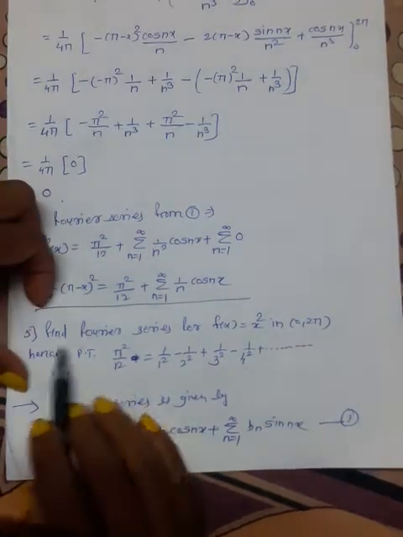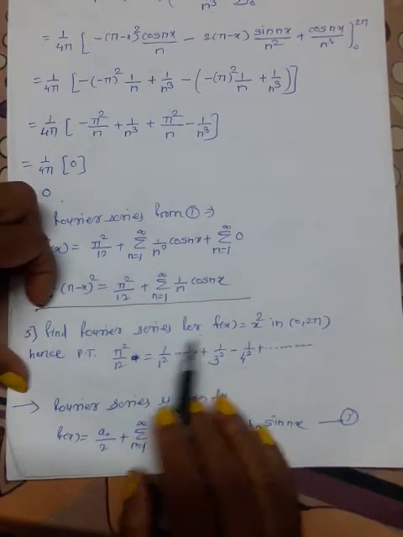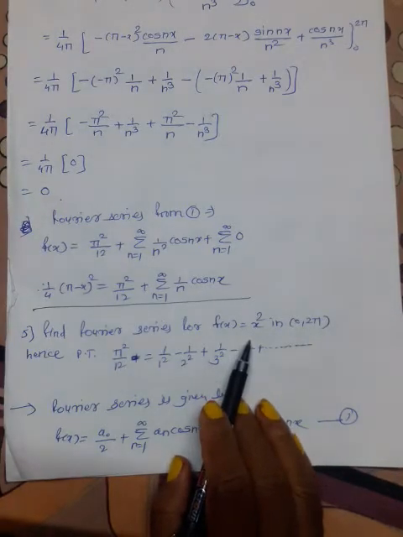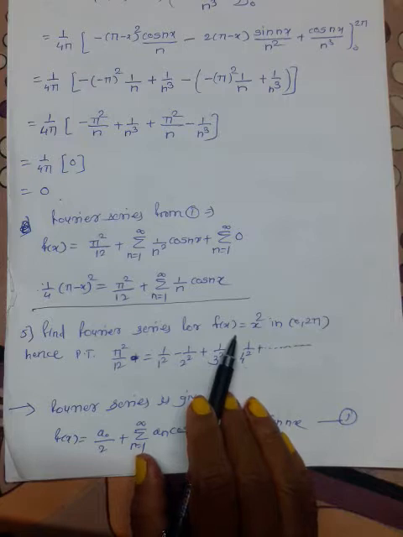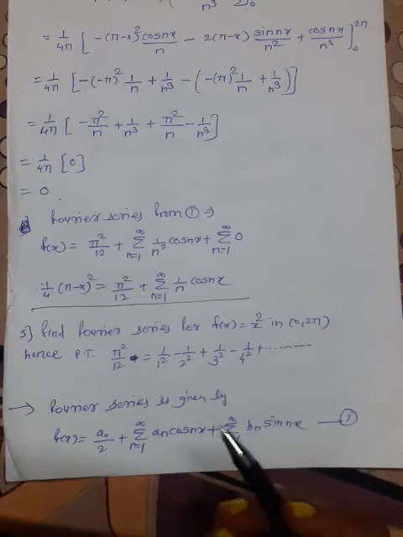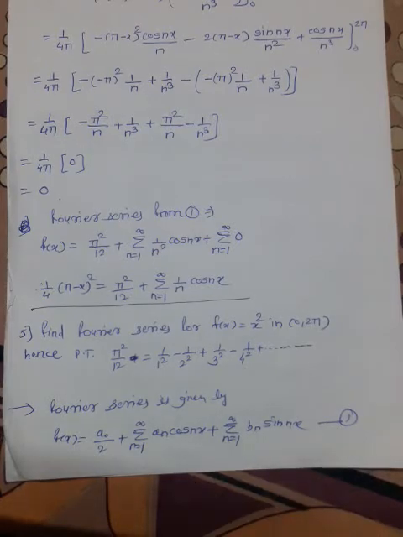First we have to find the Fourier series, and after finding the answer for the Fourier series we have to put a particular value of x. We have to guess what value of x will give us this series. That's it. Let us start with the Fourier series first.